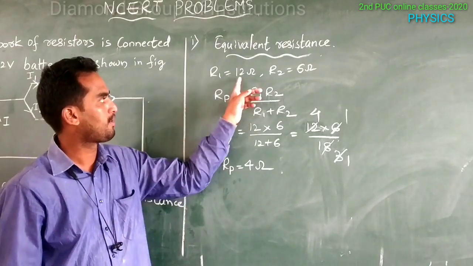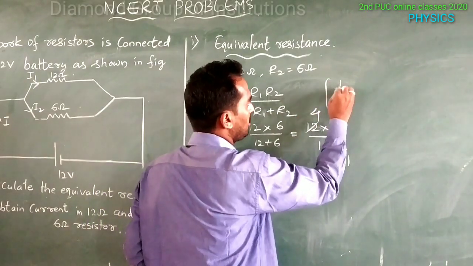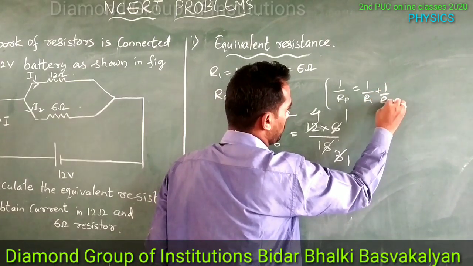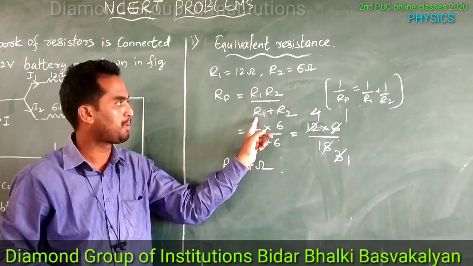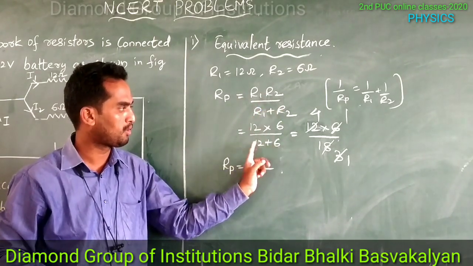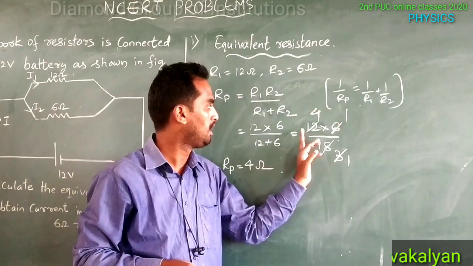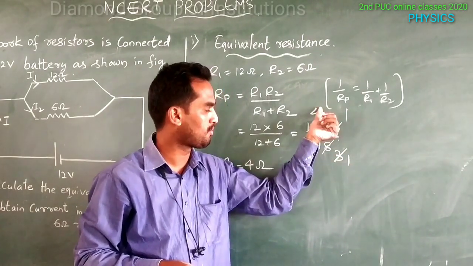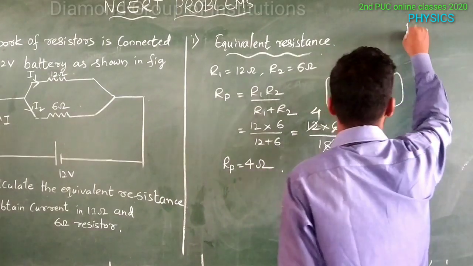See once again, R1 value 12 ohm and R2 value 6 ohm, and we already read the formula 1 by R equal to 1 by R1 plus 1 by R2. So this formula we can write simply RP equal to R1 into R2 by R1 plus R2. R1 value is 12 and R2 value is 6. 12 into 6 by 12 plus 6. Here, without using the calculator also we can do the simplification. 12 into 6 by 18, 6 1s are 6, 6 3s are 18, 3 1s are 3, 3 4s are 12. So what is the final answer? RP equal to 4 ohm.